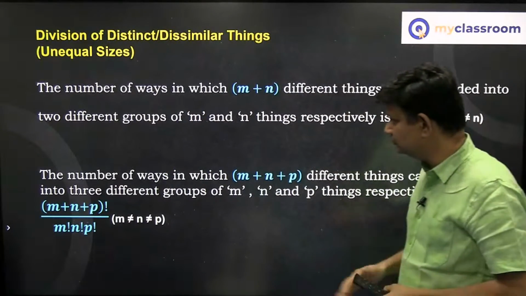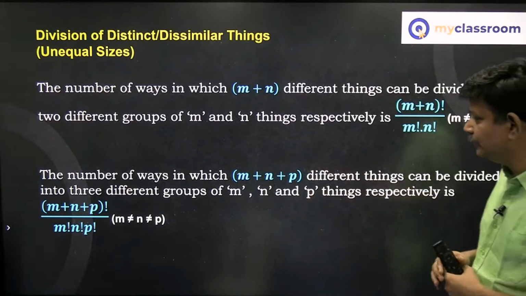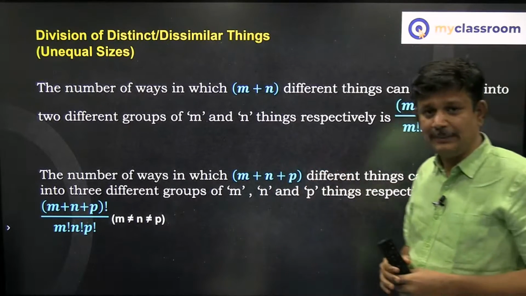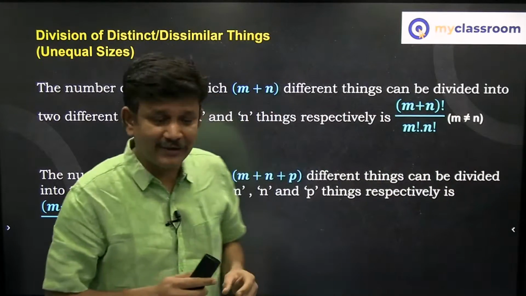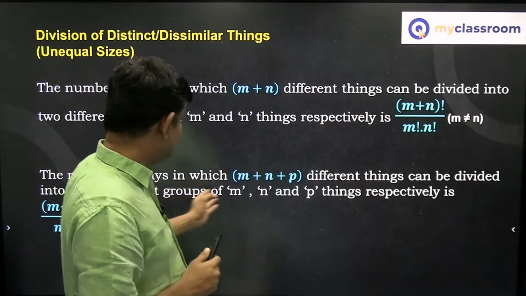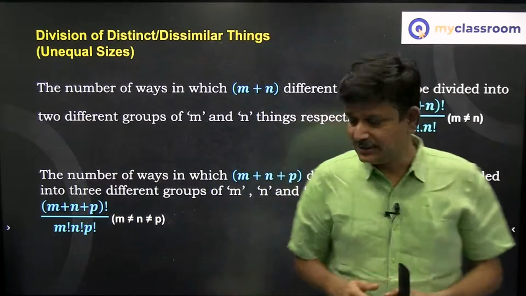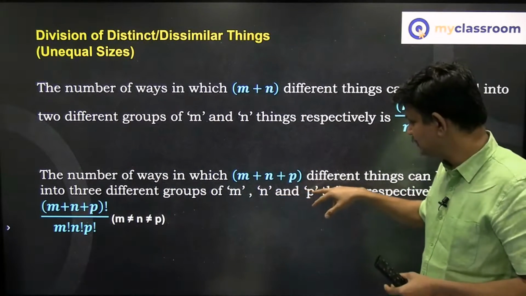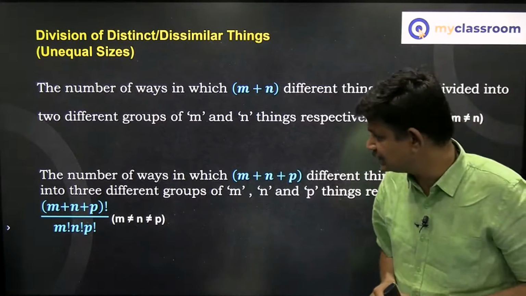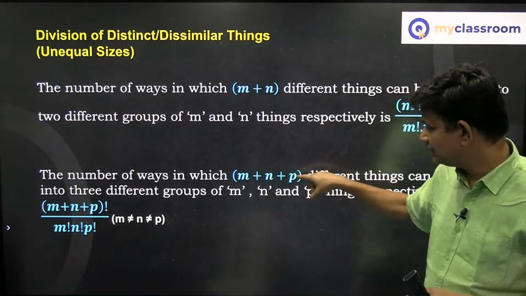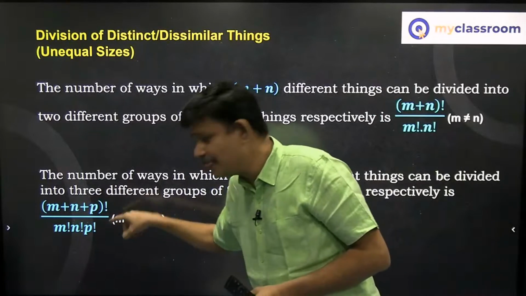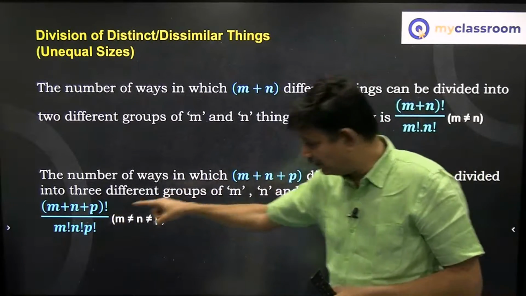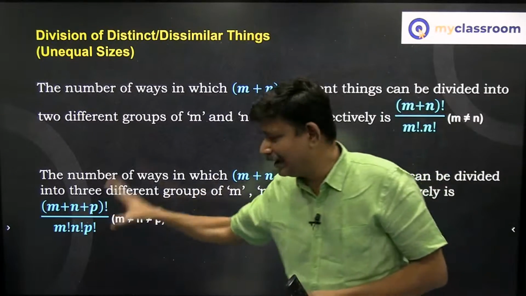Next result: the number of ways of distributing m plus n plus p different things among 3 persons A, B, C such that A gets m things, B gets n things, C gets p things. In how many ways can this be done? M plus n plus p factorial divided by m factorial, n factorial, p factorial.